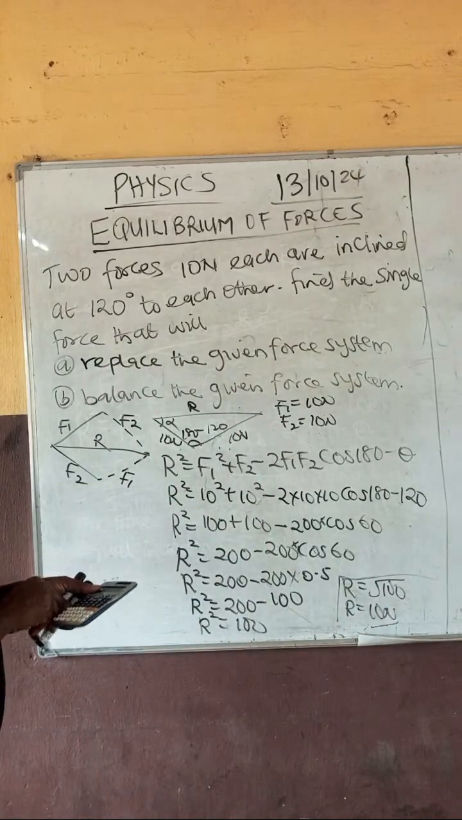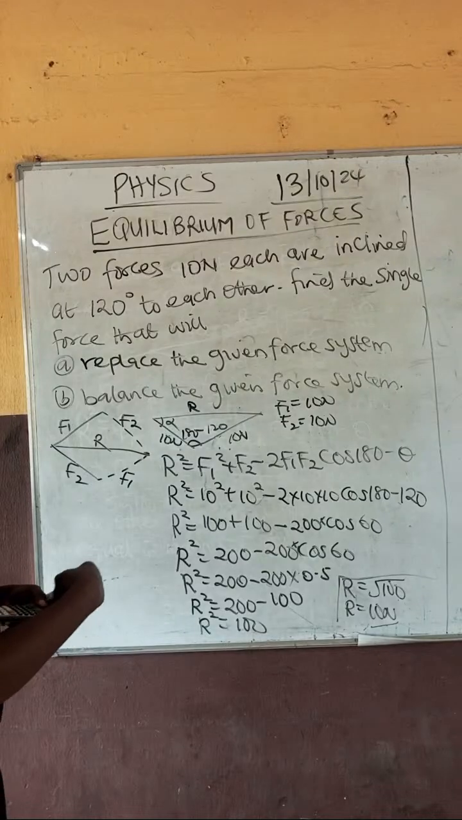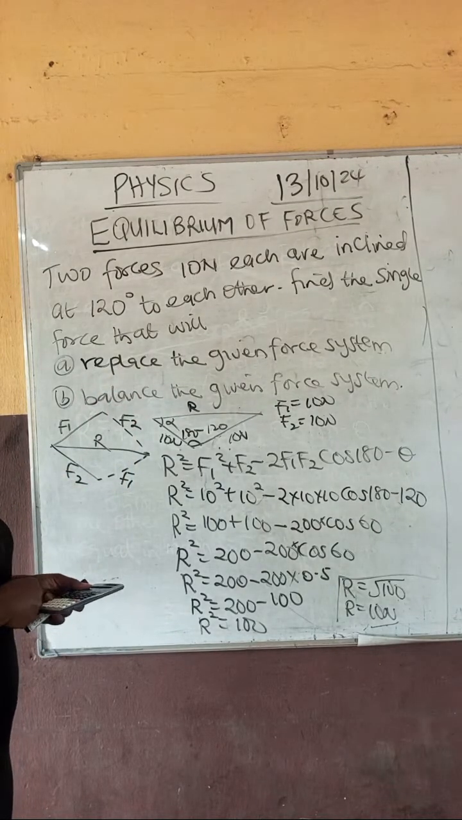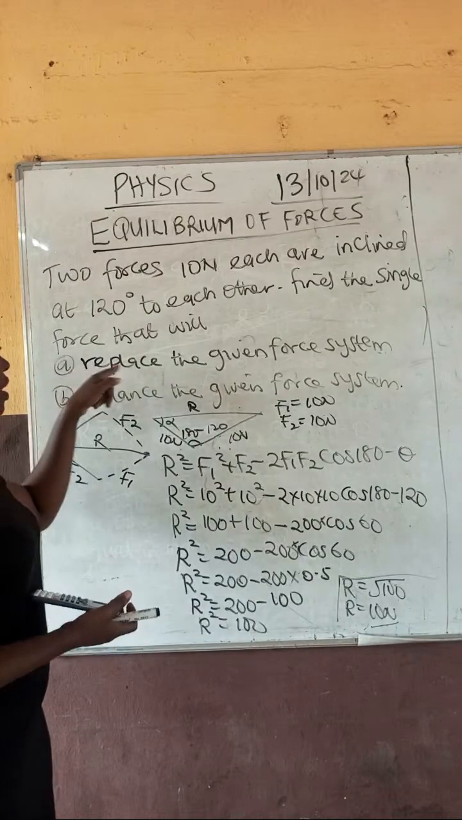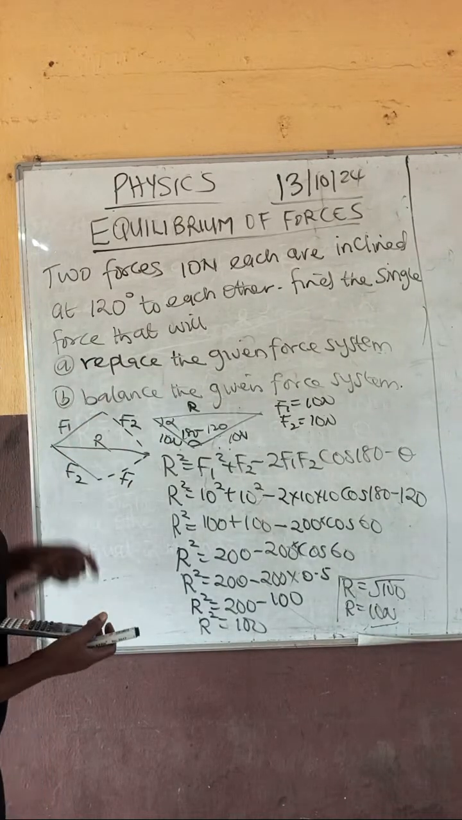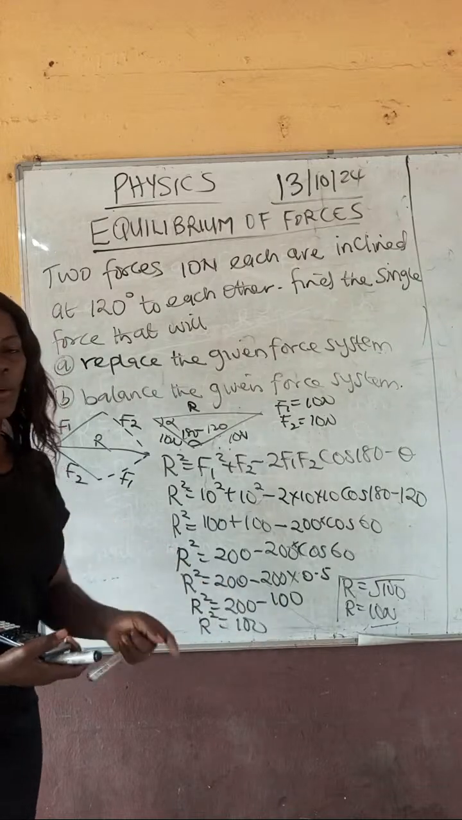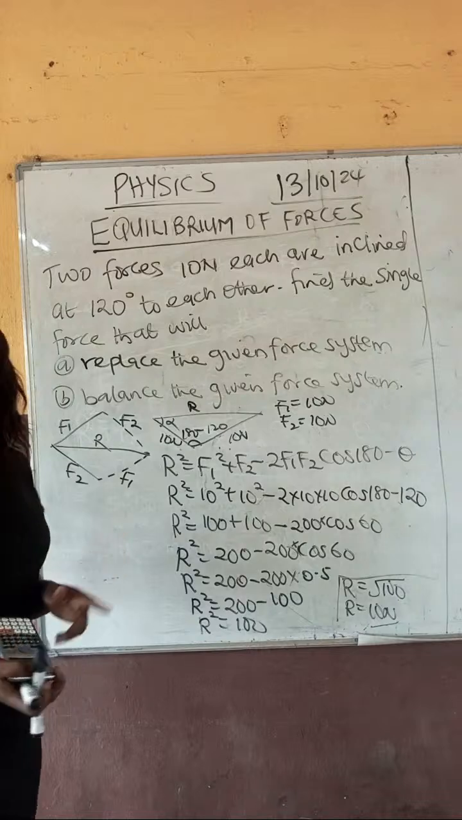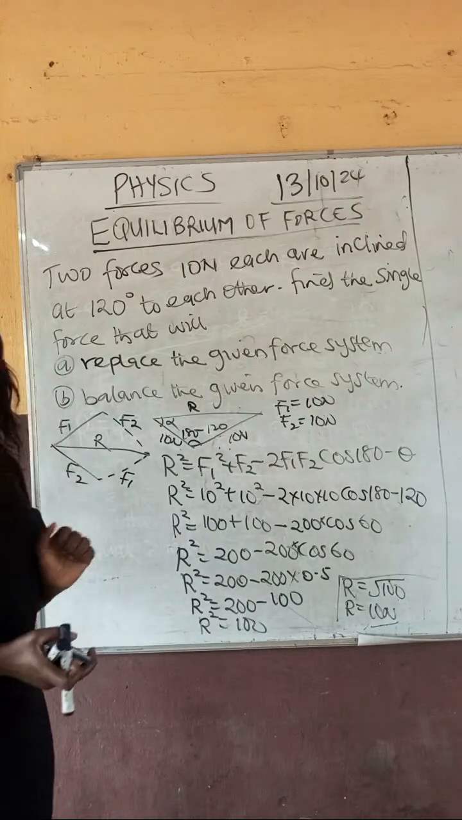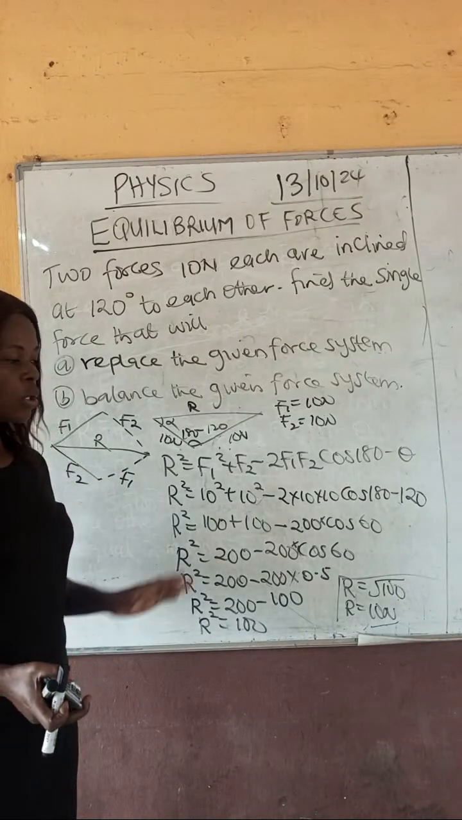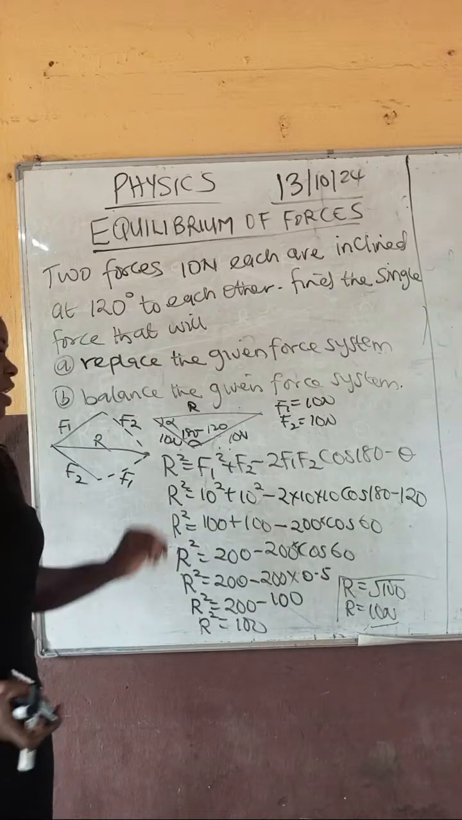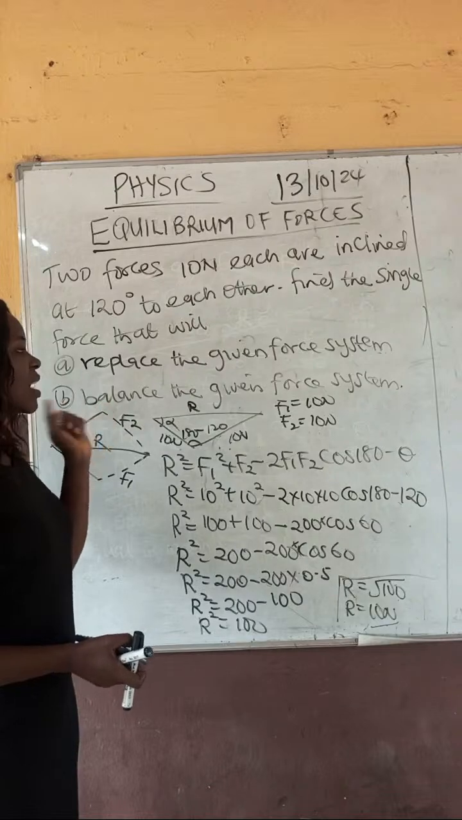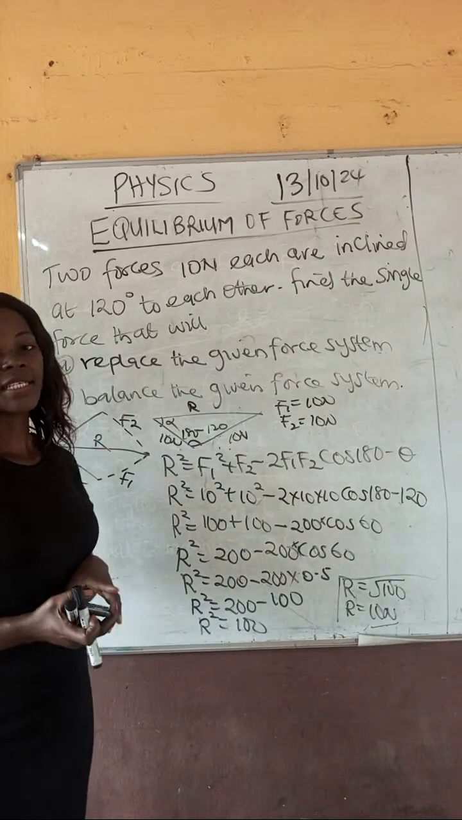Now we have gotten R to be 10 newton. That is the single force that will replace the given force system. That is my resultant, which I got to be 10 newton. Now, because it's a vector quantity, I'm going to solve for the direction using the sine rule. So let me explain the sine rule so that we can talk about the second one, which is the single force that will balance the given force system.